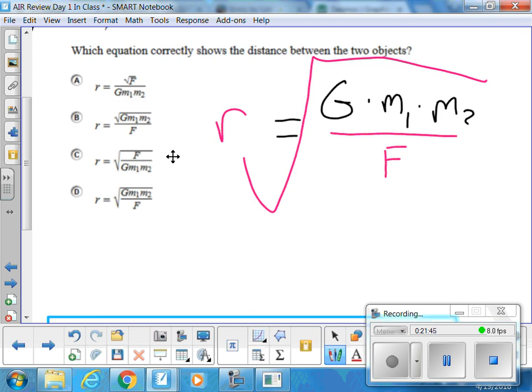So the difference between B and D is one has the F as part of the radical and one does not. So we want the one with F, E being in the radical, so it's D.